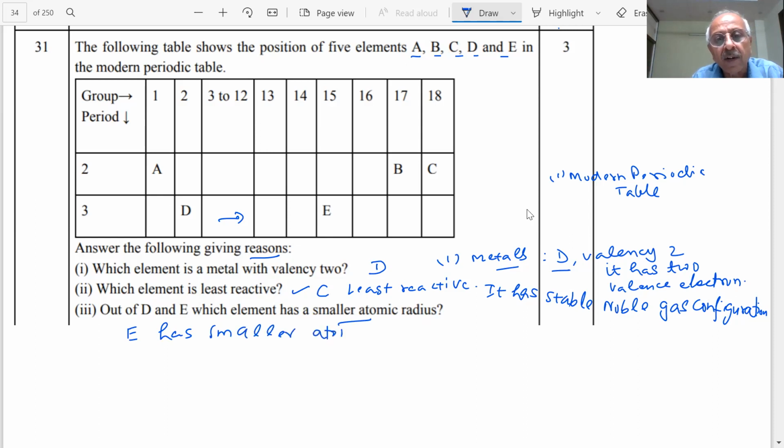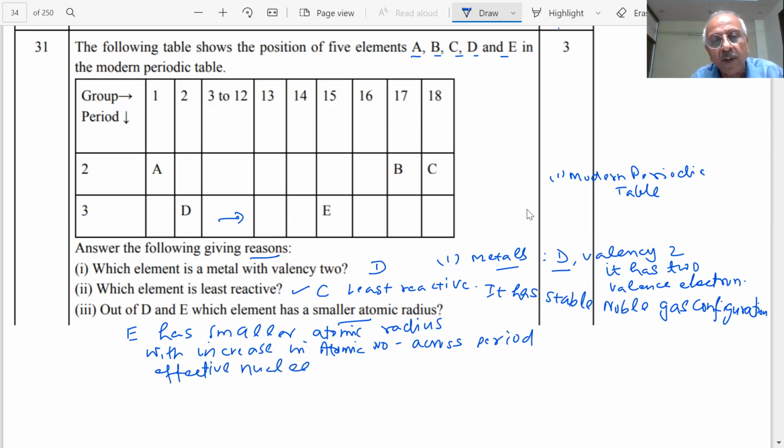Atomic radius decreases with increase in atomic number, students. Across a period, the effective nuclear charge increases. Effective nuclear charge increases, and atomic size decreases.